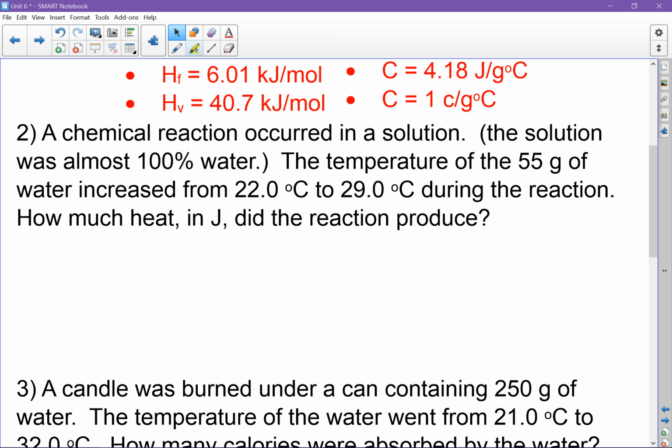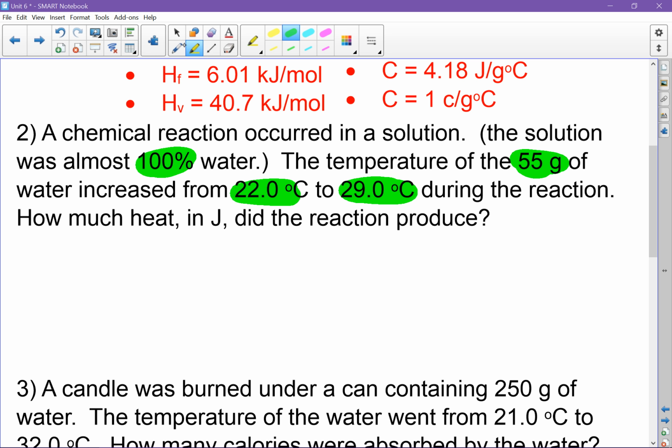Alright, let's look at the next one. Find some numbers. The first thing I notice about this question is that it has 2 different temperatures. Whenever you see 2 different temperatures, your formula has to be Q equals MCAT. So that means I'm going to be using one of these C values, and we'll decide on that in a minute. Okay? I'm looking for the amount of heat, so X goes there.